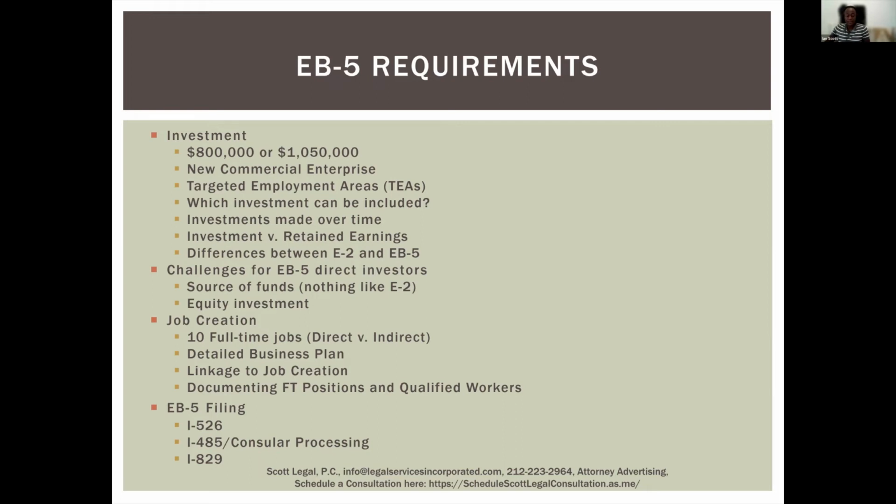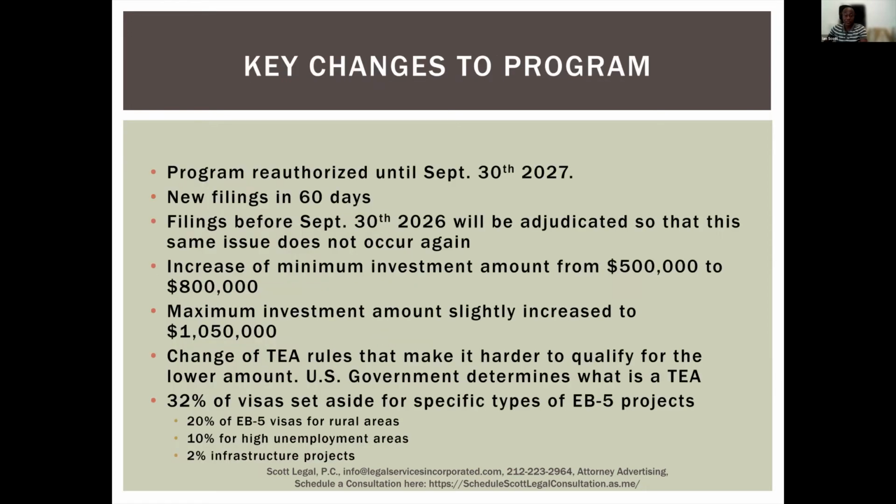And then 2 years after the person gets the green card, they file what's called an I-829 petition. The I-829 petition is a petition that shows, and this is going to be long dated, that you actually did create the full-time jobs that you said you were going to create.